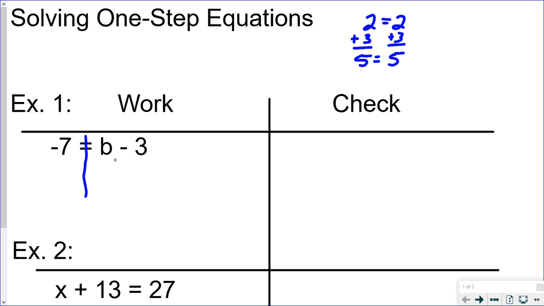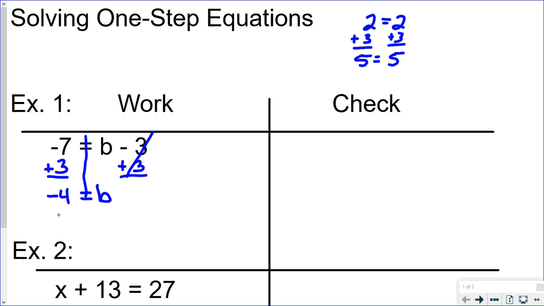So to get the b by itself, I want to get rid of the minus 3. So I do the opposite of minus 3 and add 3, and I do this on both sides of the equal sign. Minus 3 plus 3, those are opposite operations and they cancel each other out. They're equal to 0. Negative 7 plus 3 equals negative 4. So what I end up with is b equals negative 4.